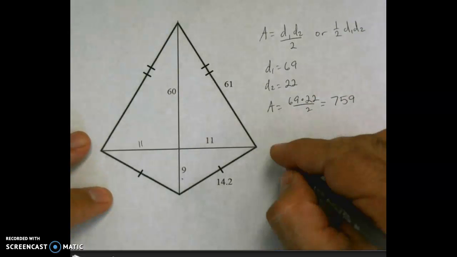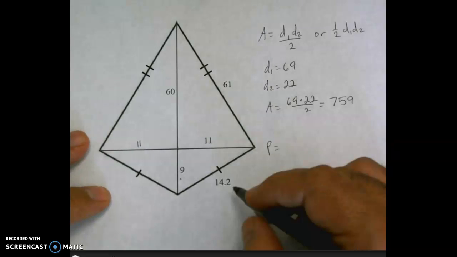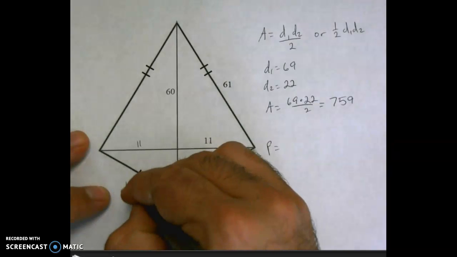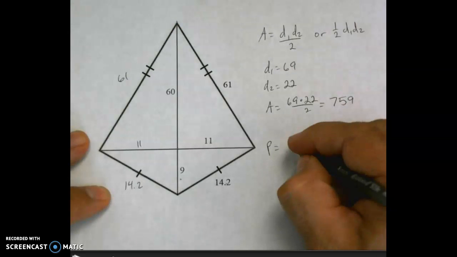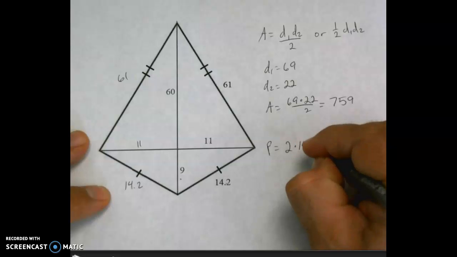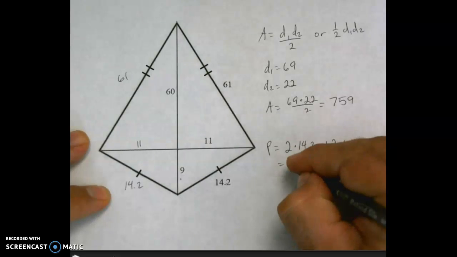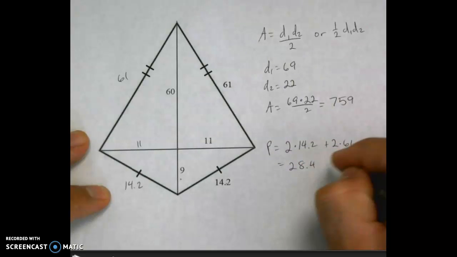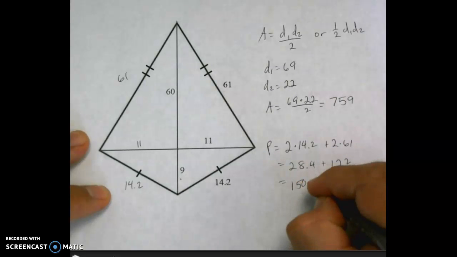Now, if I want to find the perimeter, it's just the sum of all sides, right? So this is 14.2, this is also 14.2, this is 61, this is also 61. So I have 2 times 14.2, and 2 times 61. 2 times 14.2 is 28.4. 2 times 61 is 122. Add those together, I have 150.4.